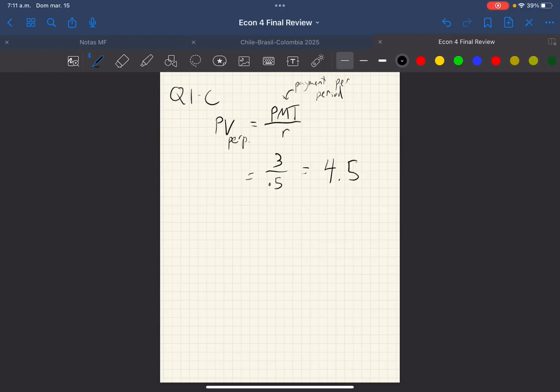Okay, so now we need to calculate the net present value. The net present value will be equal to x0 plus the perpetual value of the revenue stream. Plugging in our numbers, we have -2 plus 4.5, and that's going to be equal to 2.5. So that's the net present value of the perpetual revenue stream payments.